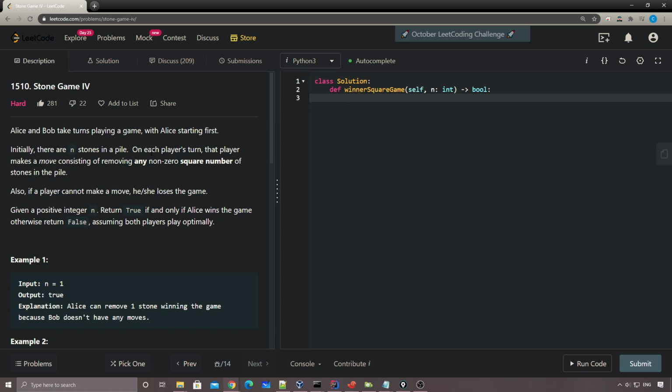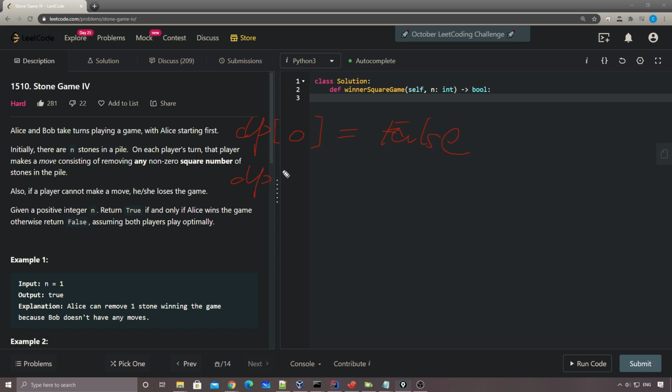Okay, so for this problem, what's going to be the base case, right? When the number is 0, basically DP 0 is always false. It means that with 0 remaining stones, the player who is playing will lose the game. Right? So that's why we have DP 0 equal to false.